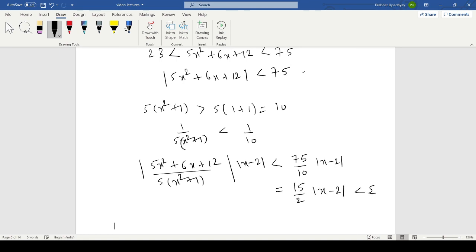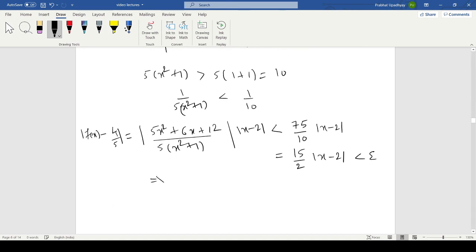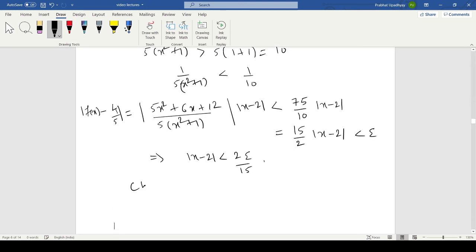And if you make this less than epsilon, automatically your mod of f of x minus 4 upon 5 will become less than epsilon. And this suggests that you should choose your mod x minus 2 to be less than 2 epsilon upon 15. And this suggests that I should choose my delta equal to minimum of 1 and 2 epsilon upon 15.